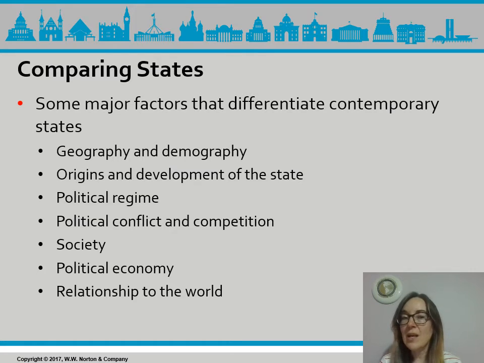What is the society like? What is the political economy like? And how does it relate to the rest of the world?